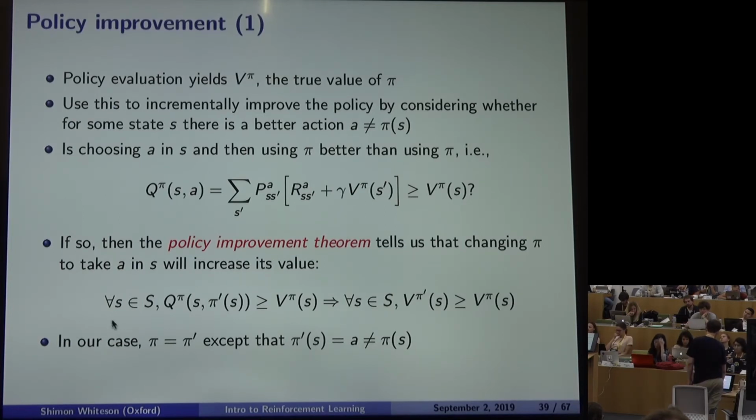All right, so for every state, if it's the case that following this other policy yields a higher Q value than the value of just following the original policy, then this implies that switching to that other policy will improve our value. That will yield a better policy. So in this case, the only difference between the policies is the action at the given state S.